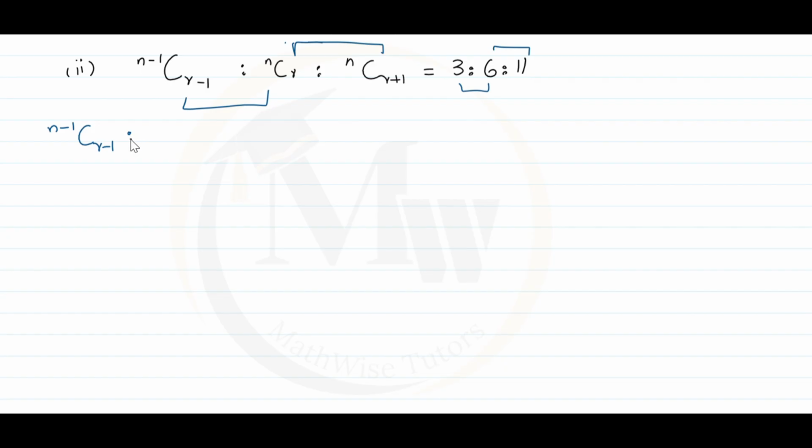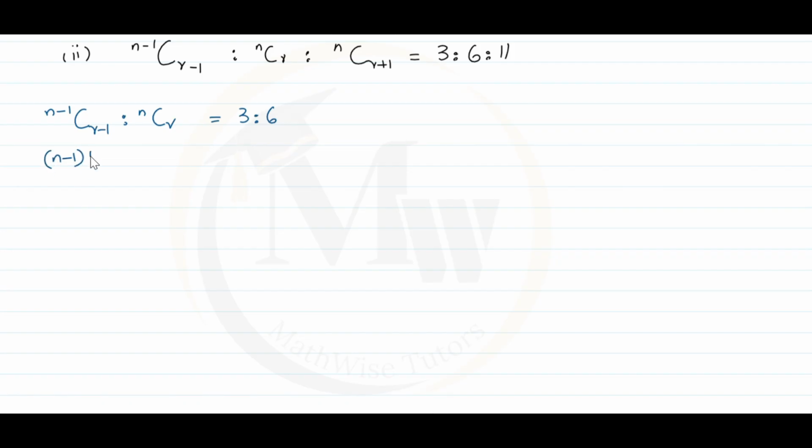So (n-1)C(r-1) ratio nCr equals 3 ratio 6. Open it up: (n-1) factorial over (r-1) factorial times (n-1-r) factorial, and because of the minus it is plus 1 factorial, ratio n factorial over r factorial times (n-r) factorial, equals 3 ratio 6. Now we can cancel: minus 1 plus 1 would be cancelled out.